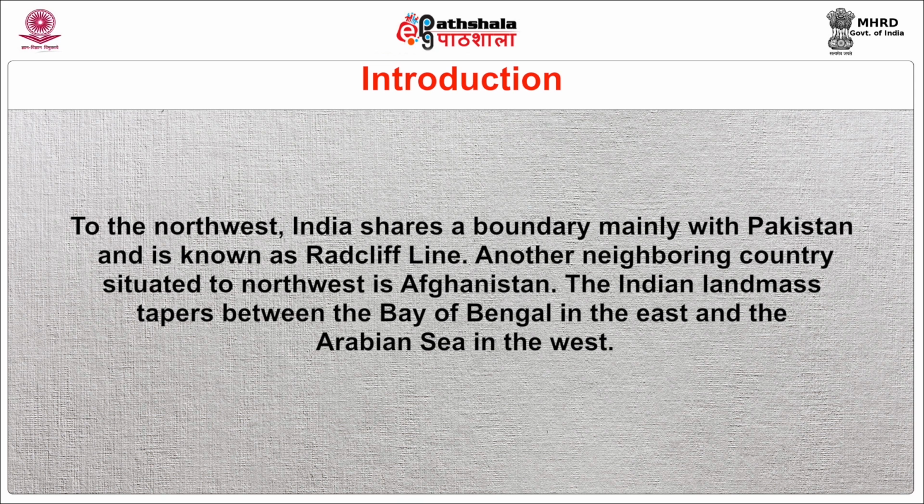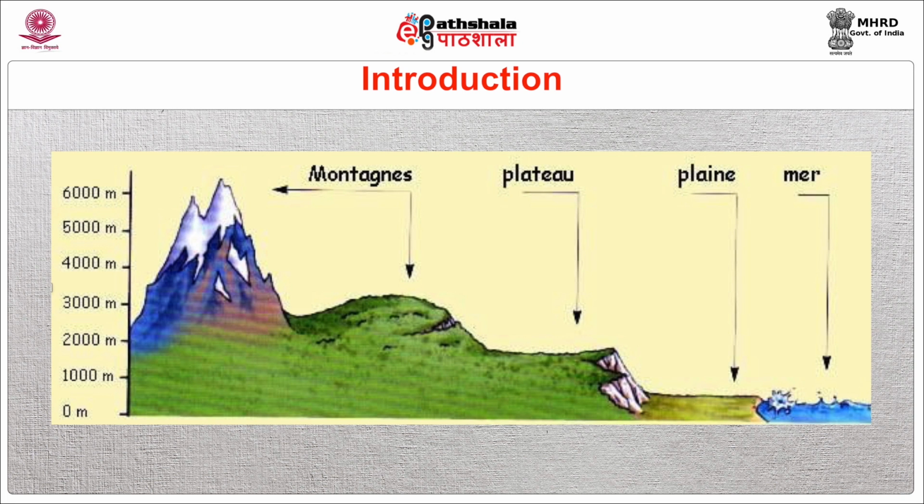The Indian landmass tapers between the Bay of Bengal in the east and the Arabian Sea in the west. The Indian Ocean lies to the south of the country. In the south, the Gulf of Mannar and the Palk Strait separate Sri Lanka from India. India's islands include the Andaman and Nicobar Islands in the Bay of Bengal and the Lakshadweep, Minicoy and Amindivi Islands in the Arabian Sea.